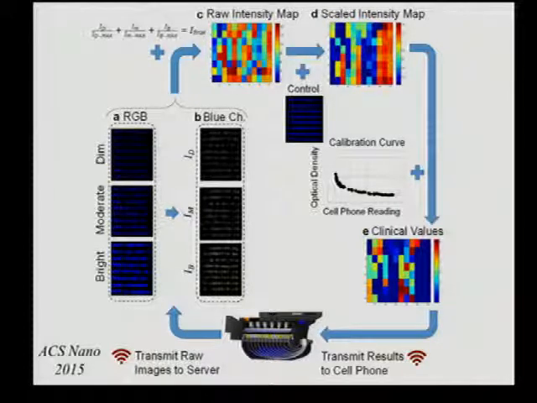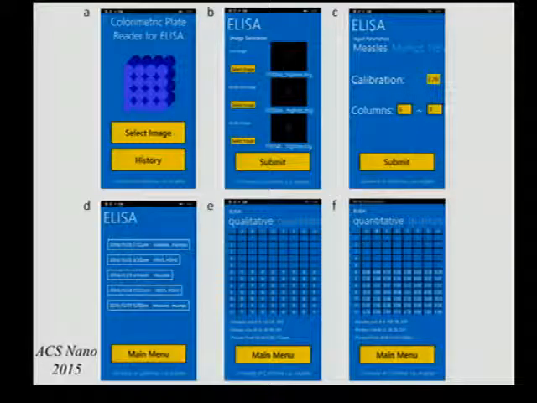So the main function of the handheld device is to capture transmission images of this fiber optic table, which again corresponds to these wells. And then we get back the clinical values through the same interface.